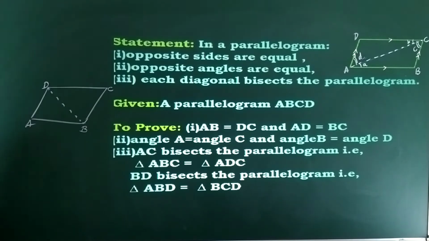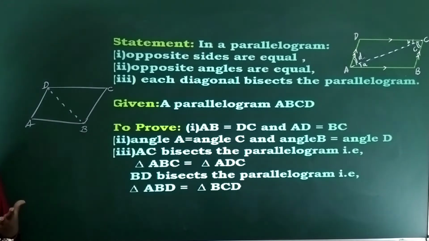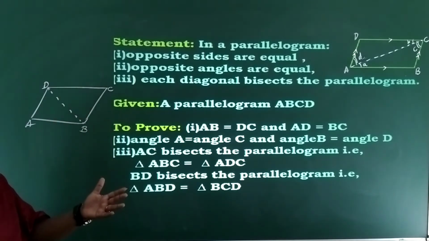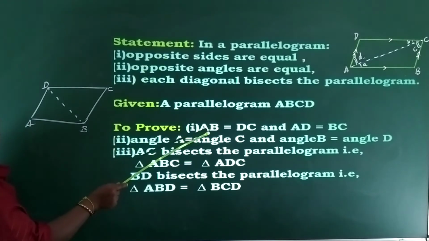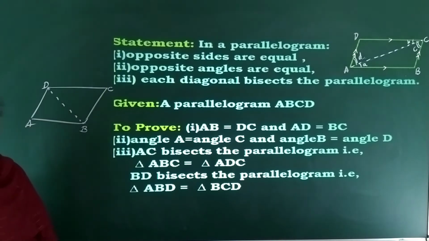I hope you have understood, children. We have to prove first one, second one and third one. How we have to prove? Let them see, children, how we have to prove. So first one, opposite sides are equal, opposite angles are equal, each diagonal bisects the parallelogram.